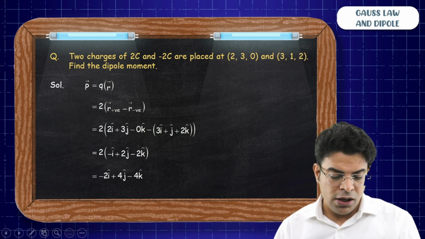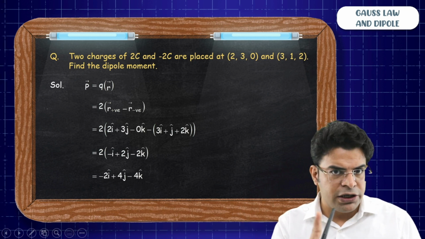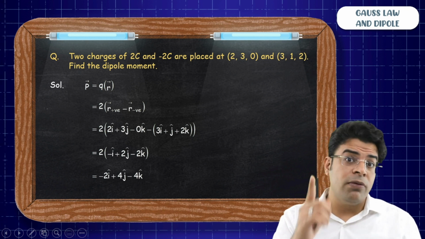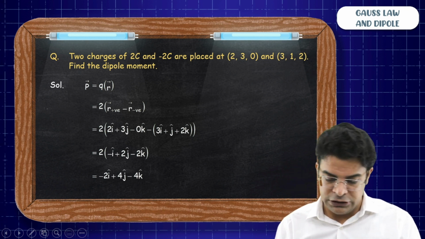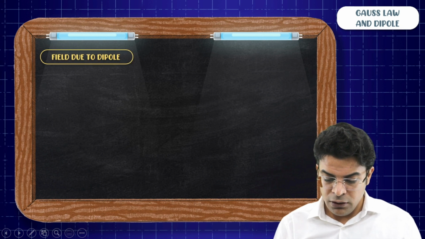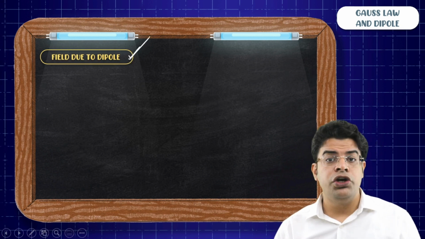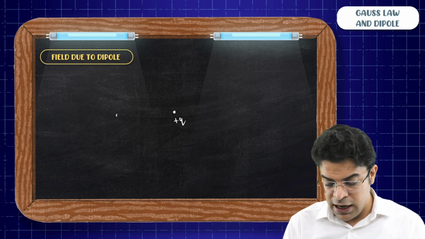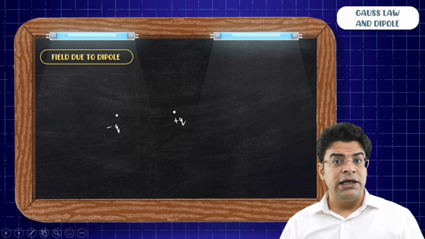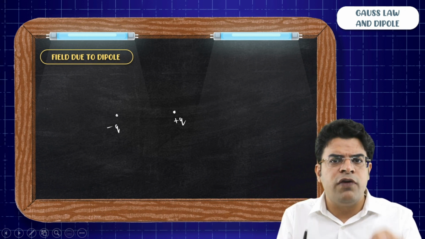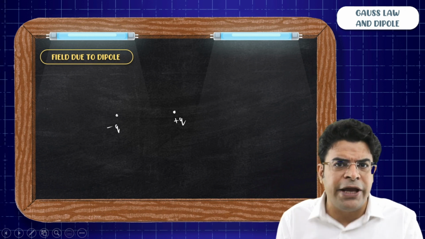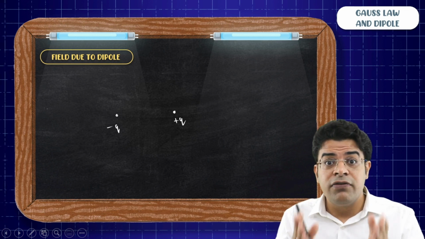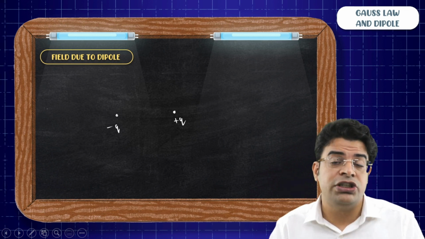Simple. So dipole moment is a vector quantity. The direction of dipole moment is from negative charge towards the positive charge. Let's move on. How do we write the field due to a dipole? So if you have got a positive charge and a negative charge separated by some distance, I have just told you that you can't find a single point in the entire space at which the electric field due to this system of charge is 0.